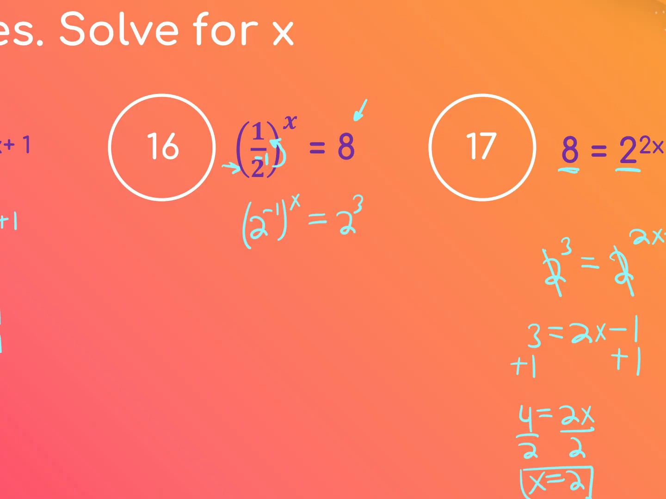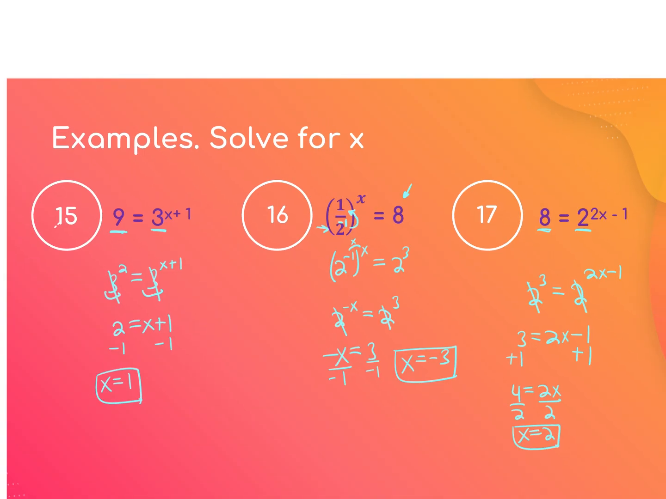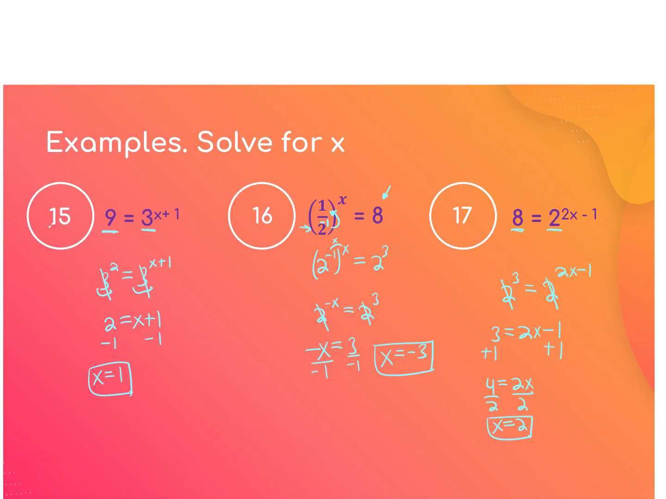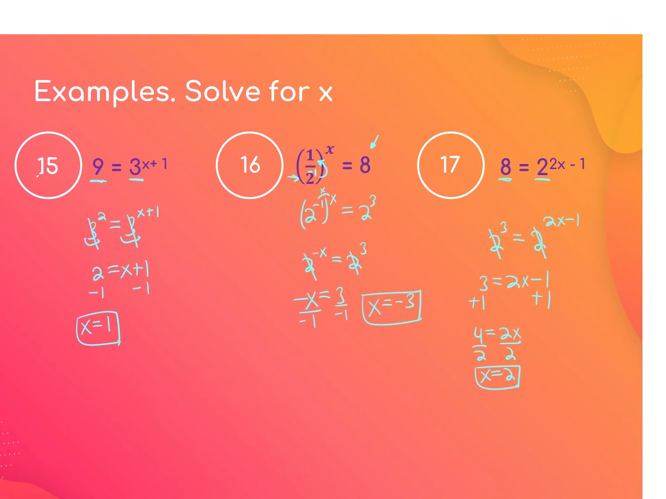So then I'm going to have a negative 1 to the power of x, and the power to a power, you're going to multiply those. So that's going to become 2 to the negative x equals 2 to the power of 3. And then once again, I'm going to cross those out. We get negative x equals 3. And then divide both sides by negative 1. And so we get x equals negative 3. All right. And that's basically the gist of this lesson.